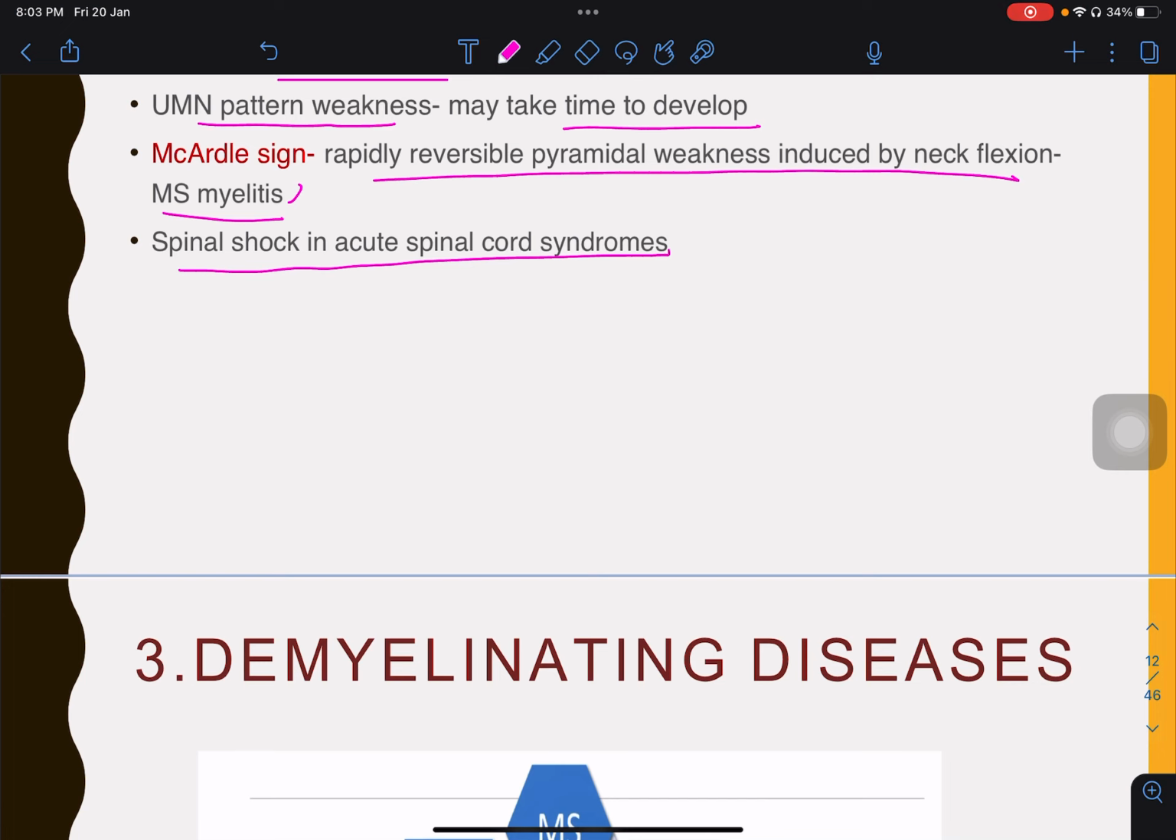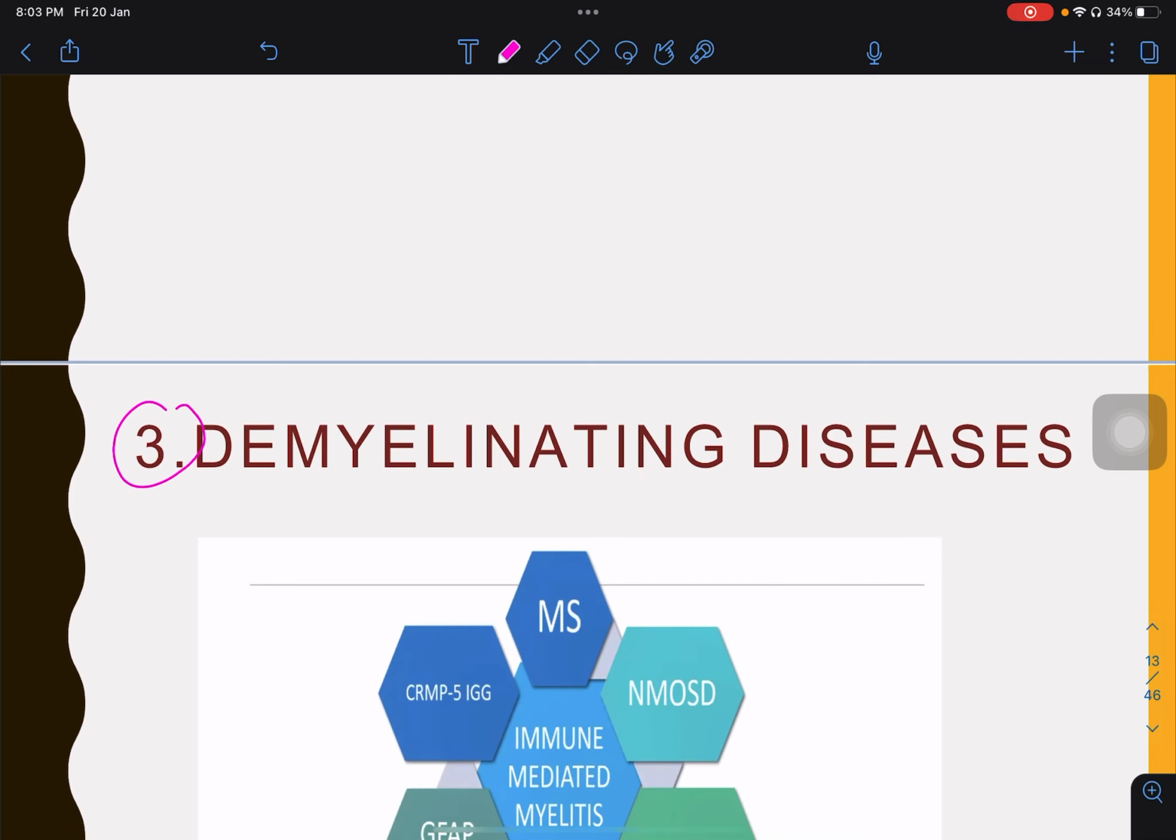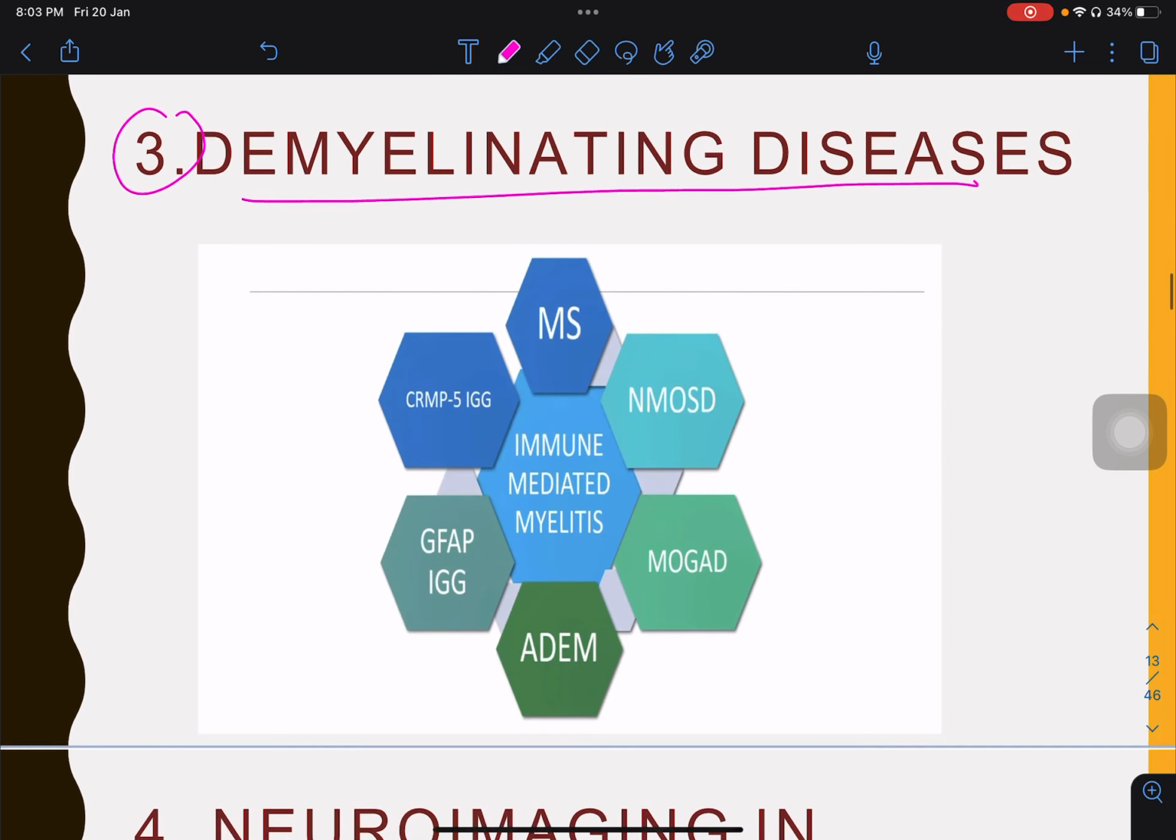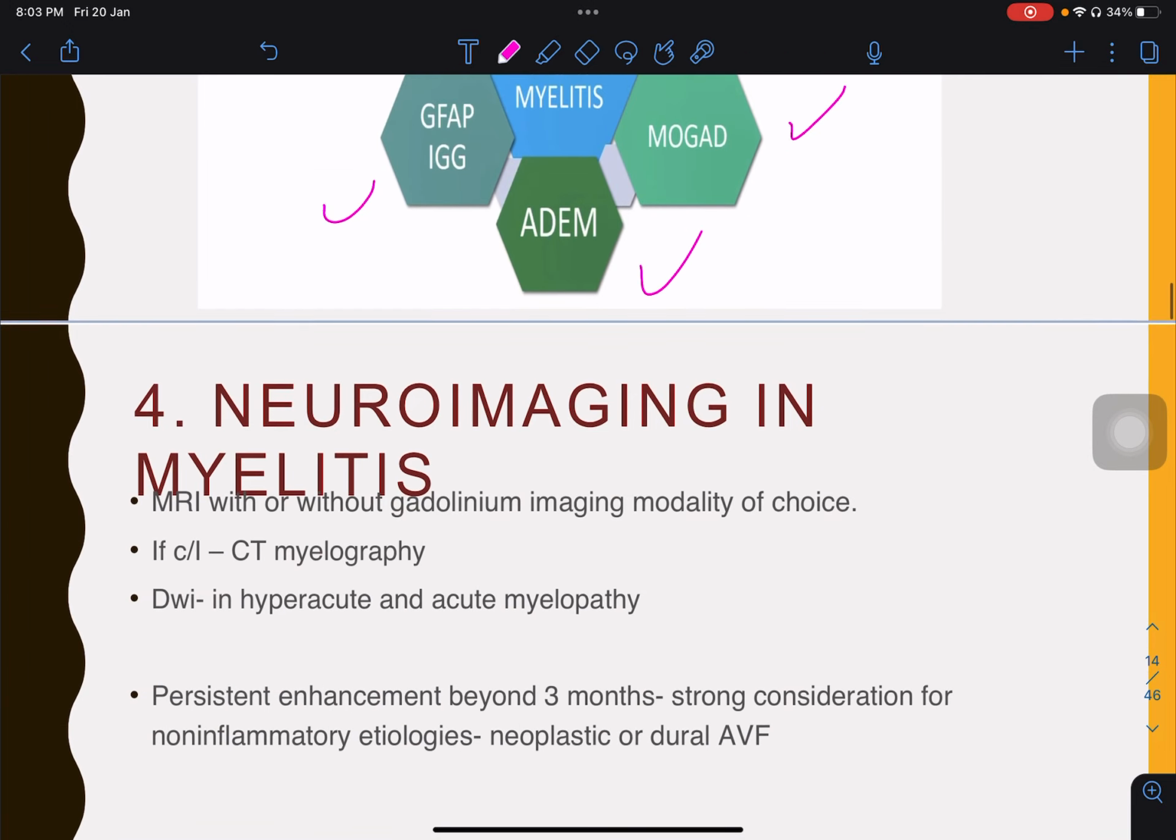So these are the findings on examination. So what are the demyelinating diseases that we need to discuss? This is the spectrum: MS, NMOSD, MOGAD, ADEM, GFAP, and CRMP5.